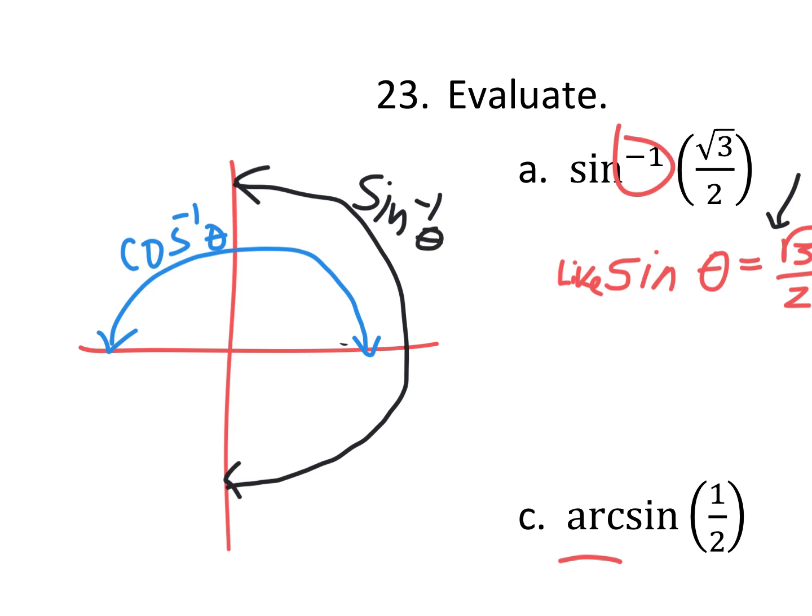And then tangent is exactly the same as sine? False. It's really close, except it doesn't touch the edges, because tangent has asymptotes on the edges of it. So this is inverse tan.